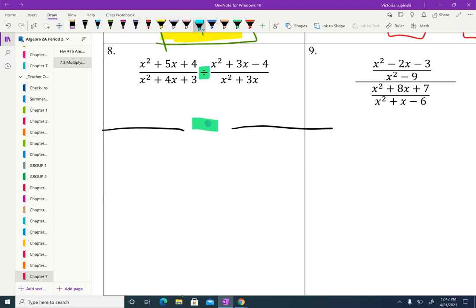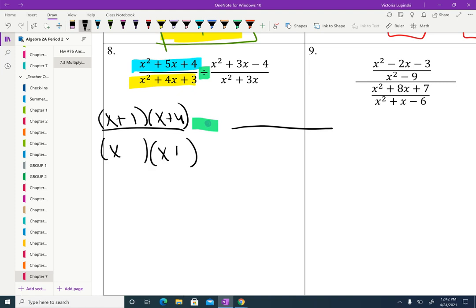So let's try it. I'm going to go ahead and factor the original. So that's going to give me x plus 1 and 4. That's how I'm going to be able to get that 5. Then I'm going to factor the denominator. So factors of 3 that add up to be 4 looks like 1 and 3. And then again, maybe you're able to factor and flip at the same time.